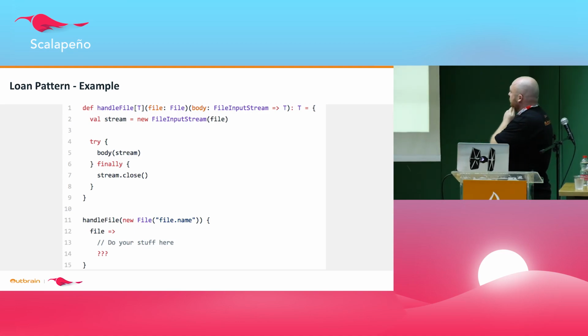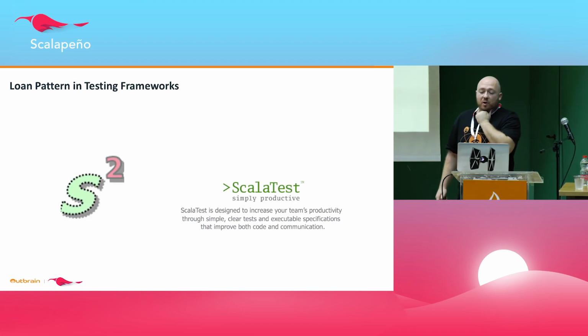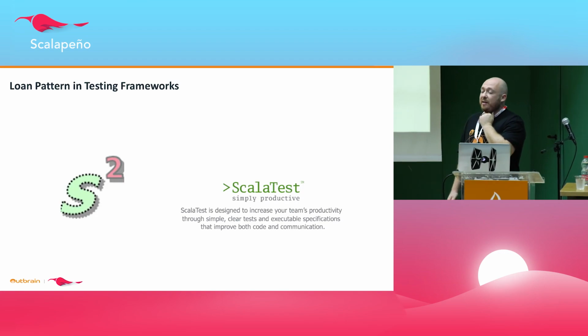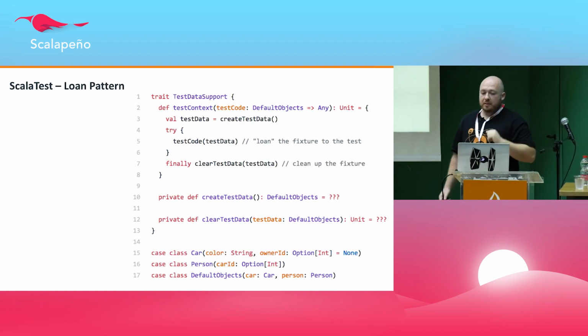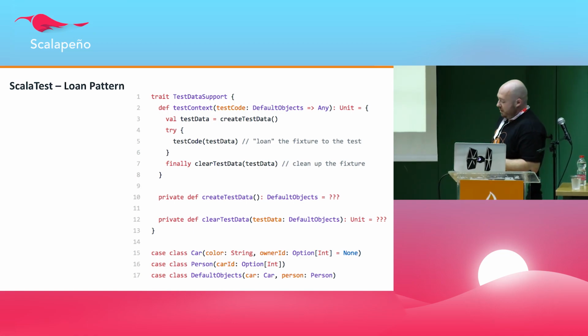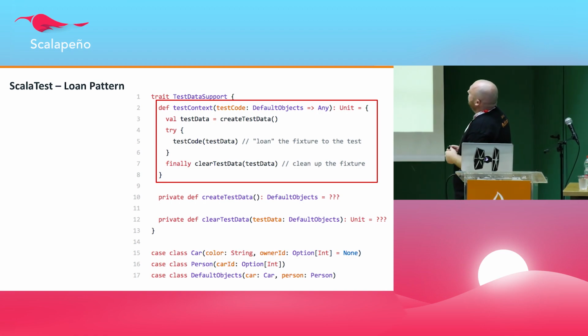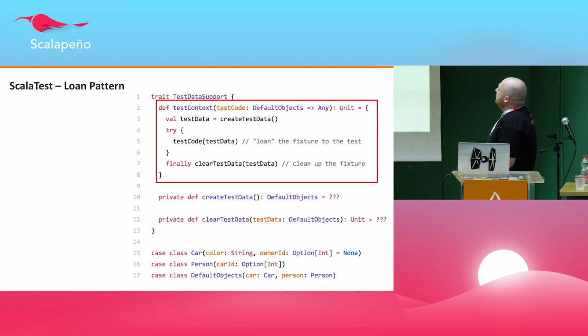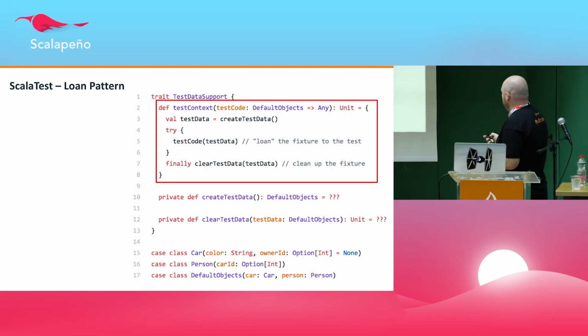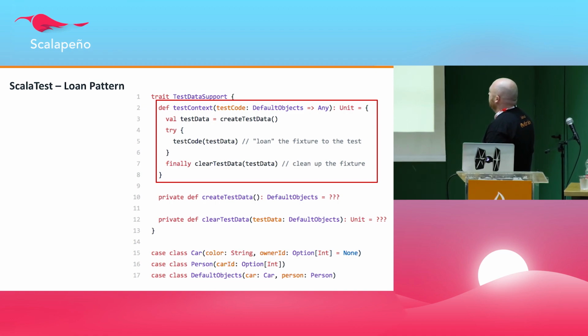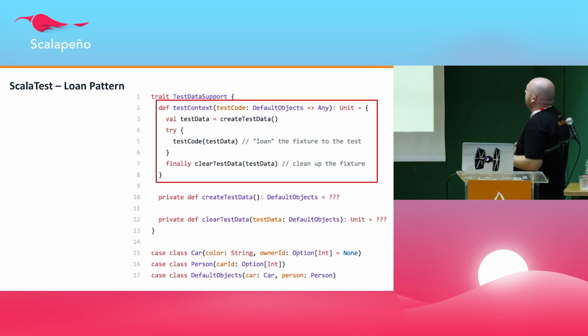As it turns out, our testing frameworks offer us a built-in way of implementing the loan pattern in our tests. So, how does it look? A bit more code this time. The first part is the test data support context trait, which implements a single public method. It gets a test code body and initializes test data. The test data in this example is default objects, which contain a car and a person. It then proceeds to execute the test code, lending it the test data. And finally, it clears the data it created.